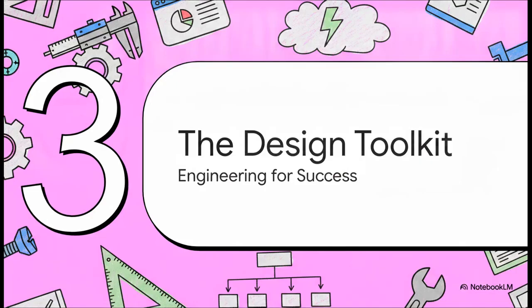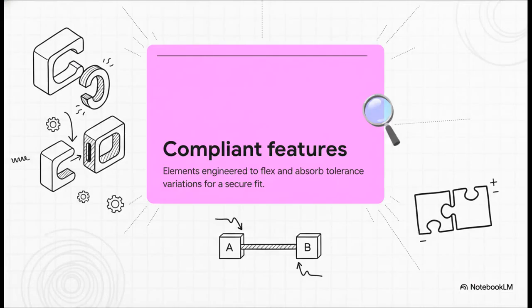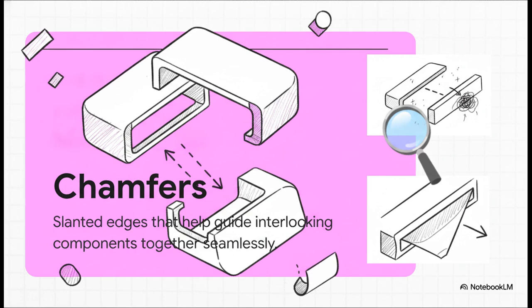That brings us to section 3, the essential design toolkit, engineering for success. Okay, so let's unpack this toolkit. First up, we have compliant features, which are just a really elegant solution. These are design elements engineered specifically to flex and absorb tolerance variations. So instead of hoping two rigid parts just magically line up perfectly to the micrometer, you engineer one of those parts to yield just a tiny bit. It beautifully absorbs any of those minor printing inaccuracies we talked about earlier, making the parts click together securely and flawlessly every single time.